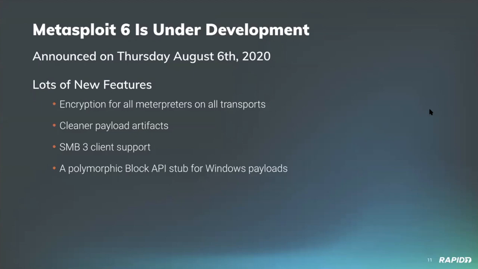We also added in a polymorphic block API stub for all of the Windows payloads. The block API, if you're not familiar with it, accounts for up to about half of the volume of shellcode for some of the Windows stagers. And up until recently, it was a static stub. And so we updated that into a polymorphic variant that's going to be generated and randomized each time to further complicate the process of writing signature-based detections for artifacts that Metasploit is generating.